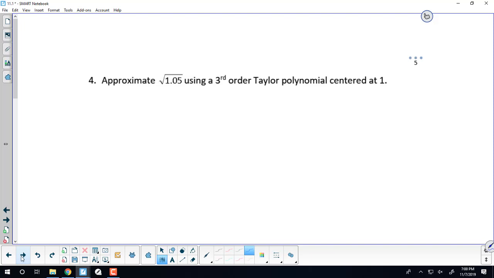It's centered at, I think it's the first one in this section that wasn't centered at 0. So this is centered at a equal 1, and for the third order, we only have to find the third derivative. So really the function we want to start with is just the square root function. f of x is the square root of x, and find its first, second, and third derivative.